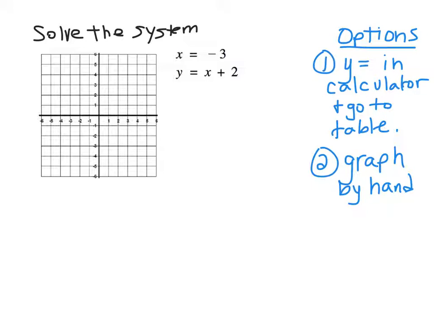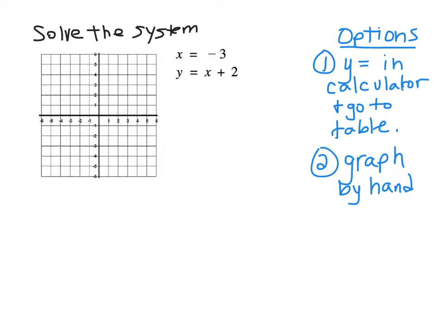So I've got a couple of options. I can still use the calculator and put the equation they gave me in y equals, and then just look at this as a piece of data, because that's what it is. X equals -3. So I can go to my table and just look at where x equals -3 on this equation, and I'll have my intersection. The other way to do it is to just graph it by hand, which goes very quickly as well. So I'm going to do that real quick.